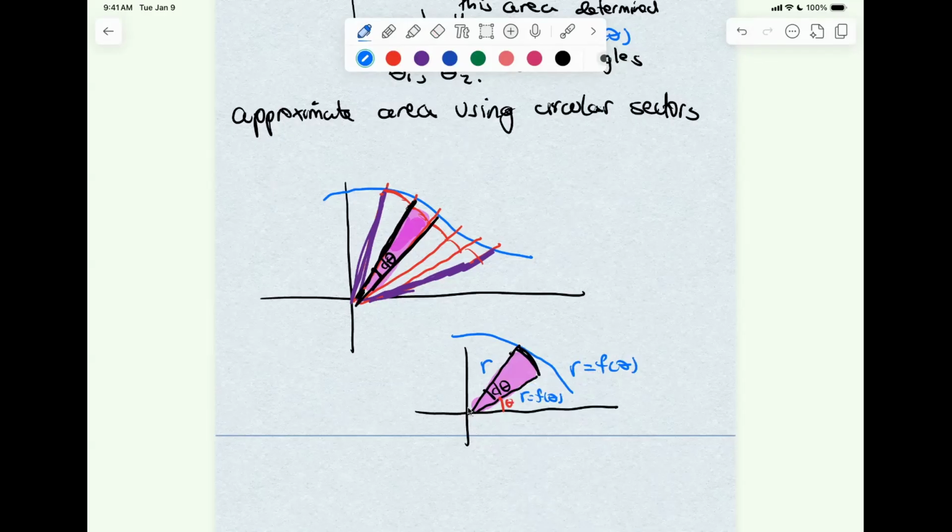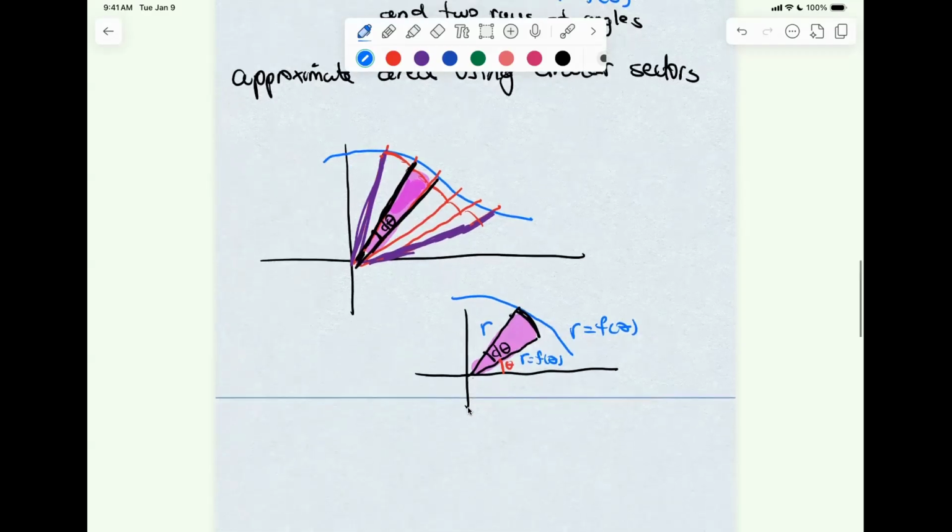And then the idea is how big is this area? There's a formula in geometry for the area of a circular sector: it's 1/2 the radius squared times the angle. So this piece has area equal to 1/2 times the radius squared times the angle. But the angle is d theta, so you get 1/2 times the radius squared times d theta. And what is r squared? That's the function squared, because again we're giving r in terms of theta.